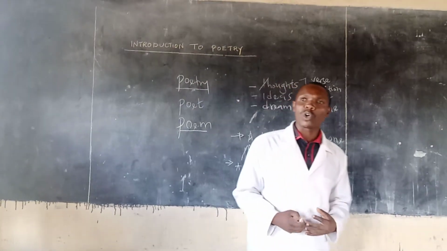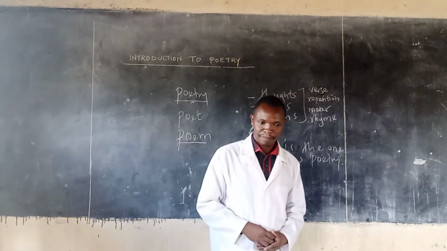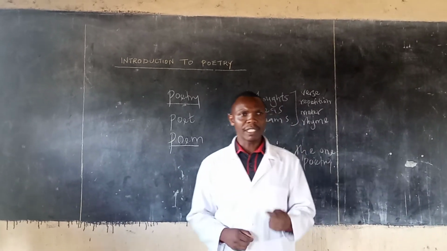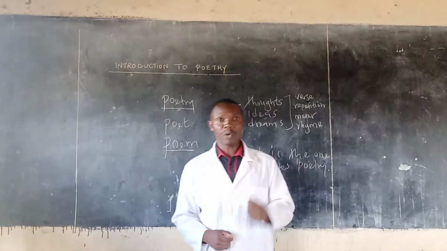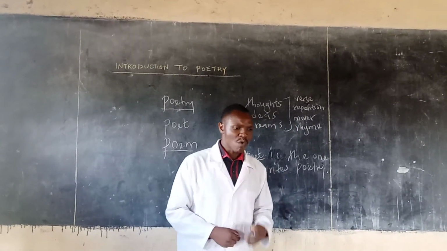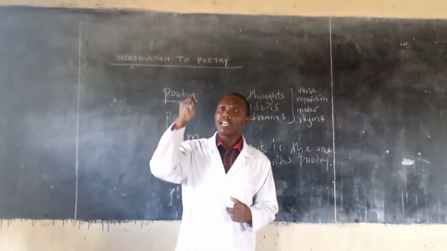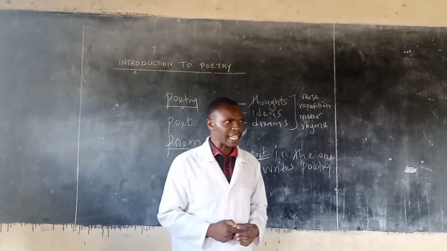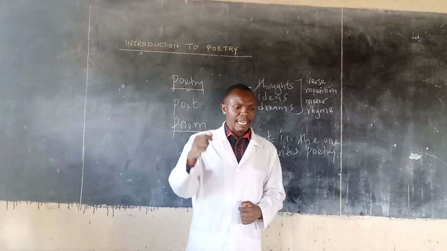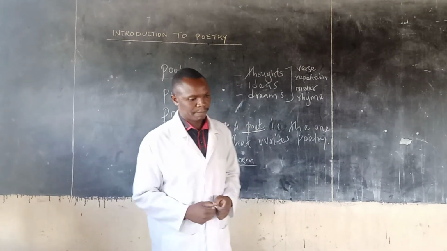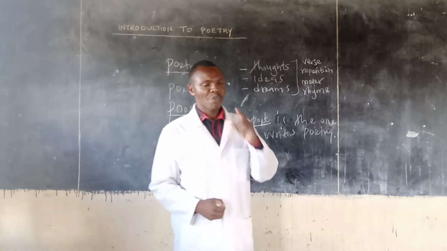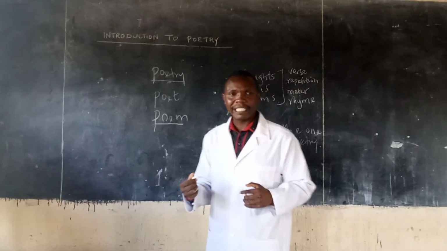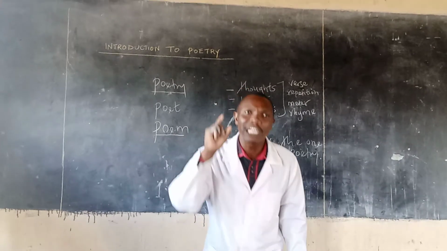We have different types of poetry. These types, a student must understand for them to understand a poem very well. You must understand that this area is categorized depending on some reasons. First, there are over 50 types of poetry. It is categorized by, one, the number of lines in the poem.